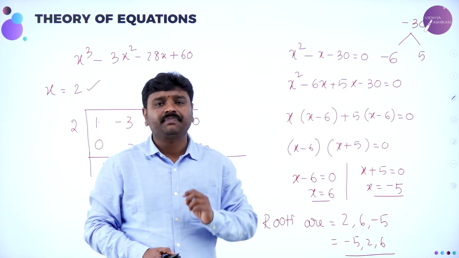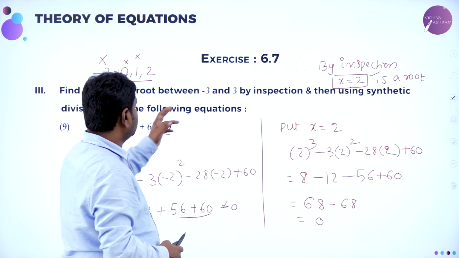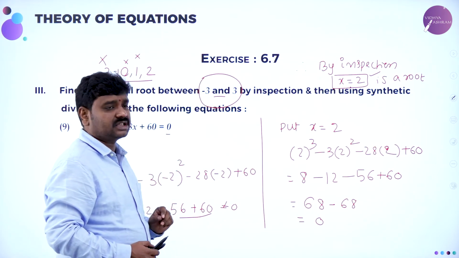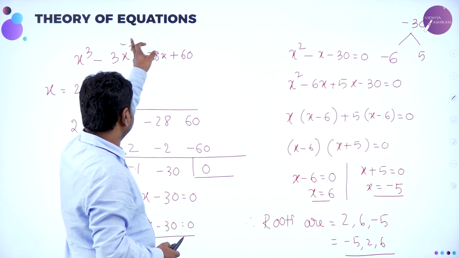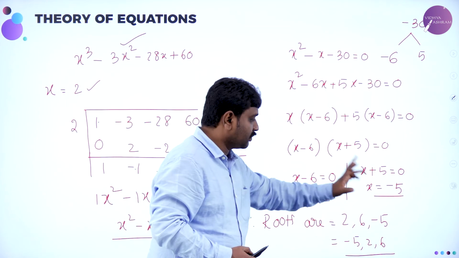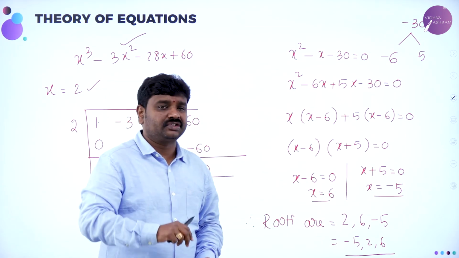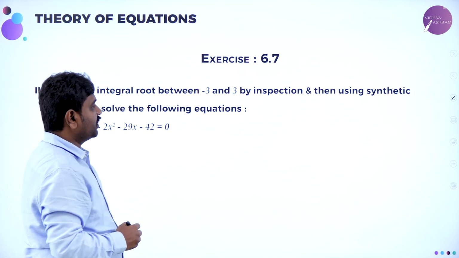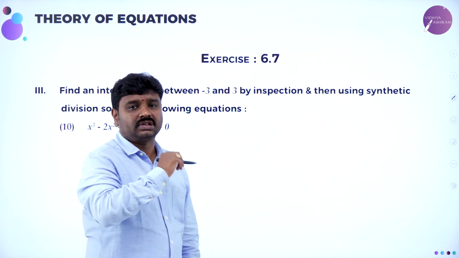One root we got by inspection as they instructed. They gave an instruction that one of the roots you have to find by inspection between 3 and minus 3. That's why we have done inspection, we got it. The other roots, they guided you to do synthetic division. We have done synthetic division and we got the other two roots, 6 and minus 5. And we got all the roots. I hope all of you got this. Here, find an integral root between minus 3 and 3 by inspection, then using synthetic division solve this.